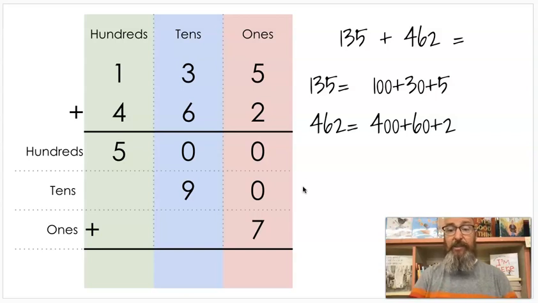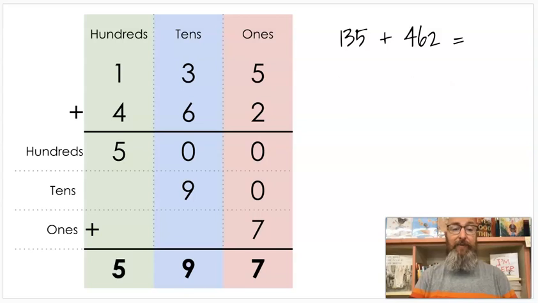Now I'm just going to add straight down. 0 plus 0 plus 7 is 7. 0 plus 9 is 9, and 5 plus nothing is 5. And so our number is 597. So we have the answer 597. That's 5 hundreds, 9 tens makes 90, 7 ones makes 7. 597. Let's do another one.